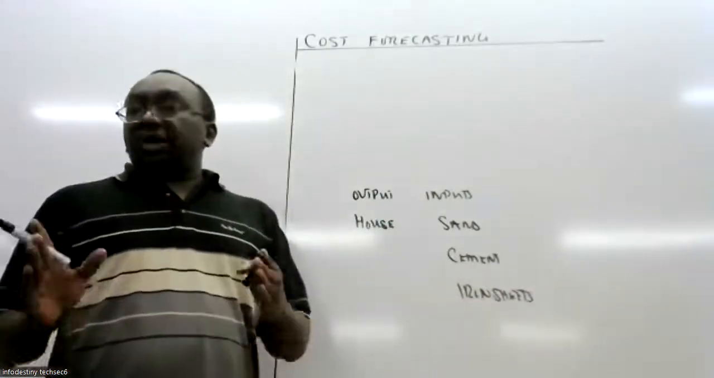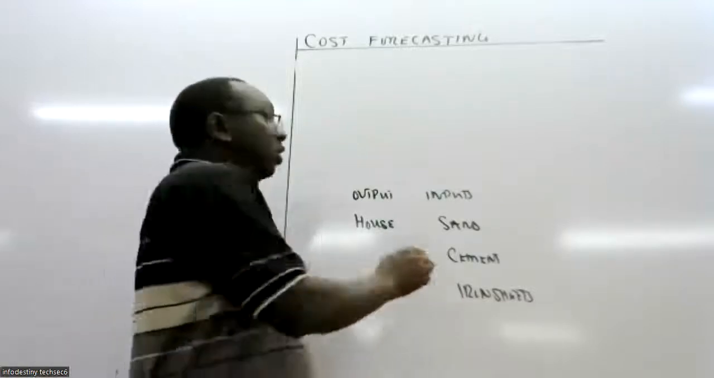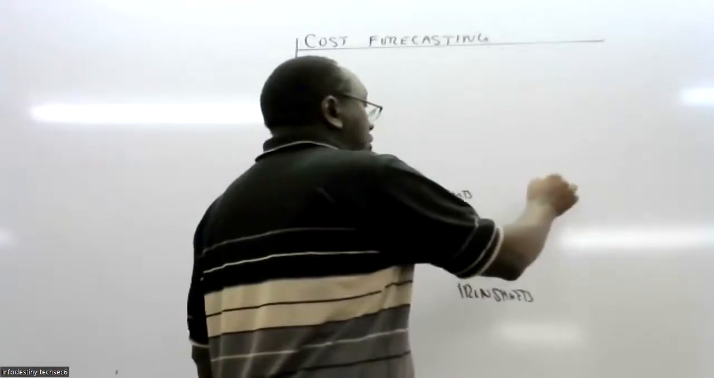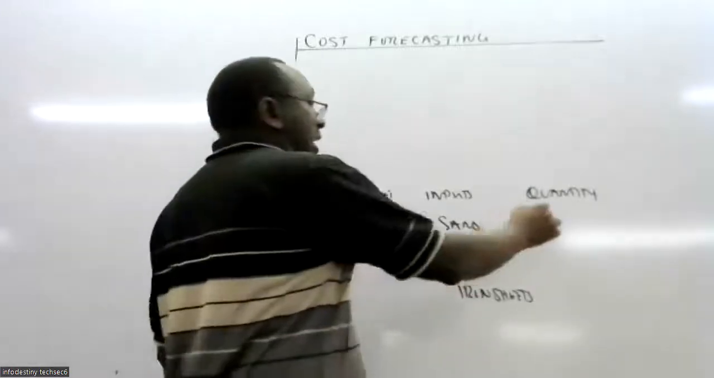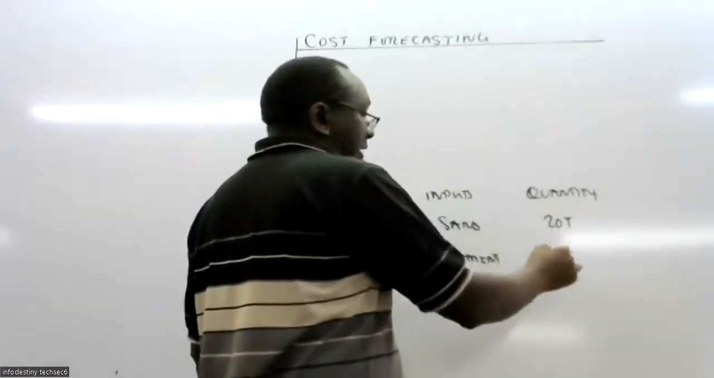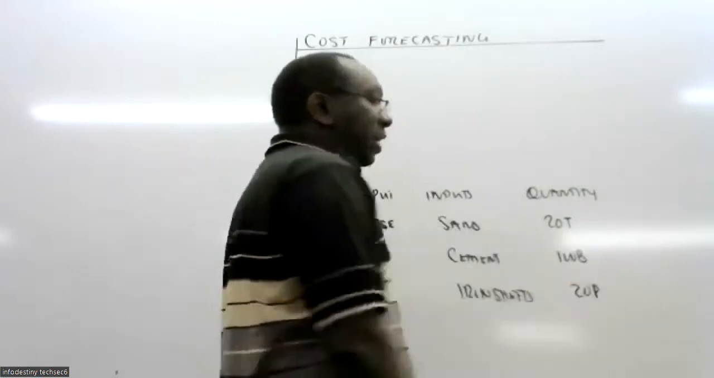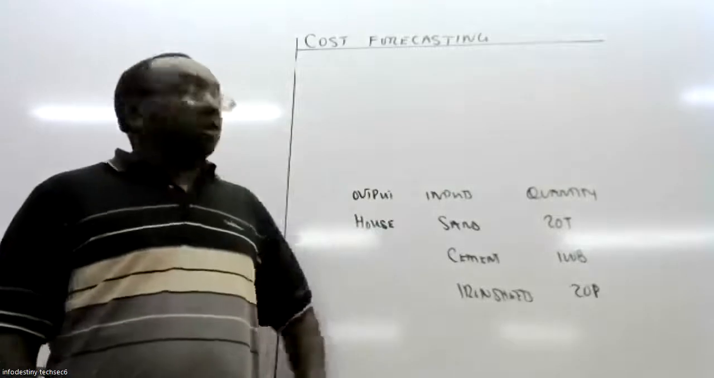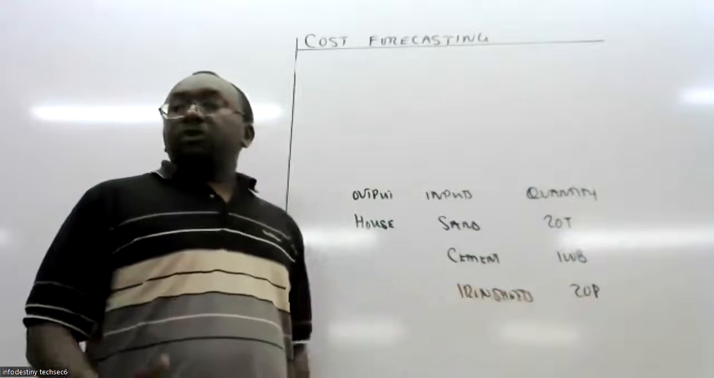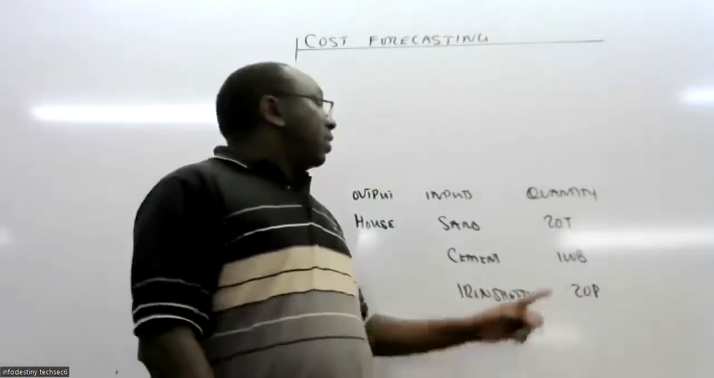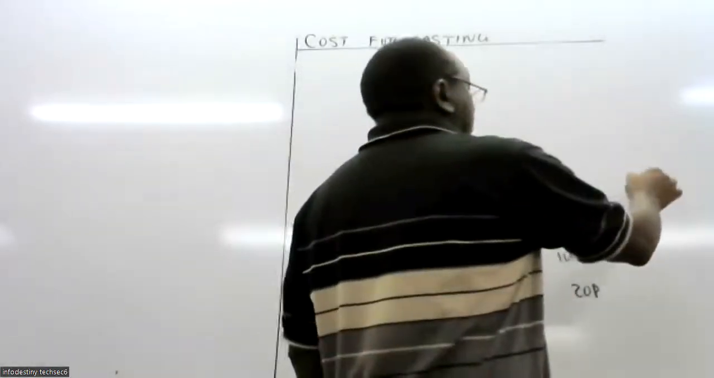Then, depending on the size of the house that you want to build, he will tell you the quantities. We call it the BQ. Maybe for sand, you require 20 tons. For cement, maybe 100 bags. For iron sheets, maybe 12 or 20 pieces. Once he gives you this so-called bill of quantities, you go to the market and establish the cost of these items so that you express them in terms of money.